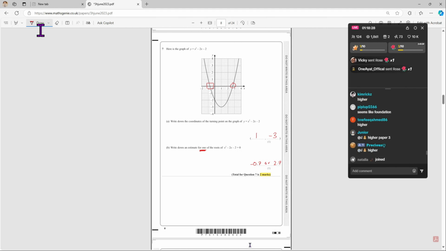So that was worth 2 marks. This is higher paper, guys. Higher paper 3 calculator. So basically, you guys already know that papers always start easy to give you the momentum, and then they get very, very hard. So don't think this paper is going to be a bit easy. So let's move on to question number 8.